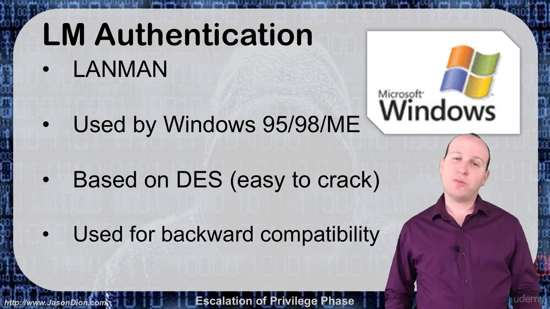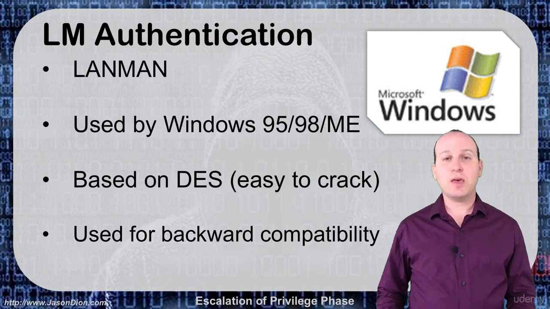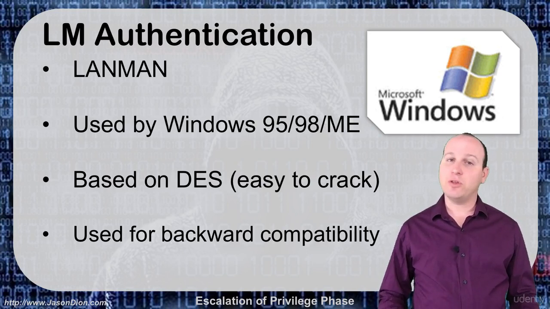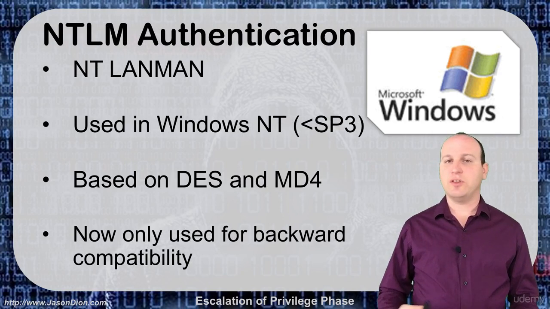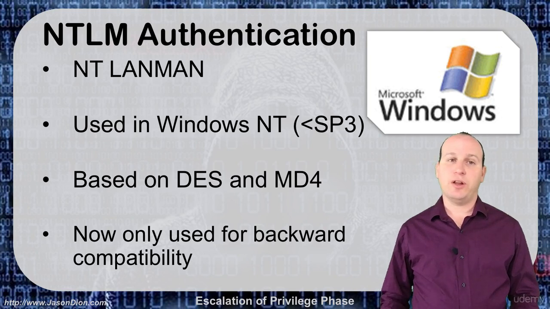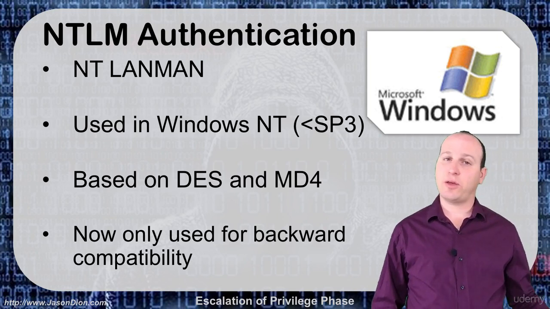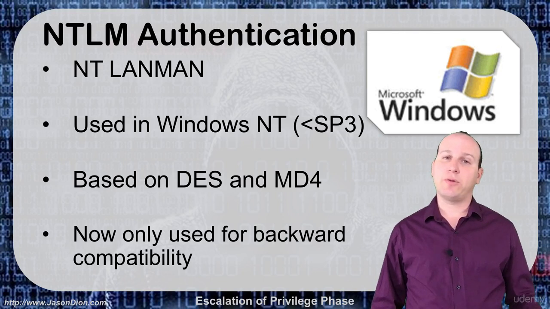Now, the reason why this is important is it's still used for backwards compatibility in some systems. So you may be able to find some LANman passwords. If you do, they're easy to crack, go and use those. Because LANman had gotten kind of outdated because of the sophistication of computers, they upgraded it and it became NT LANman. And NT LANman was used in the Windows NT systems, anything less than Service Pack 3. Again, very old systems, but it is still used some places for backwards compatibility.